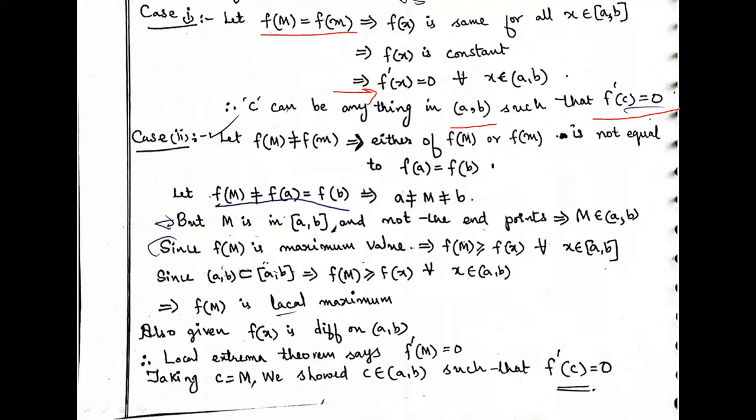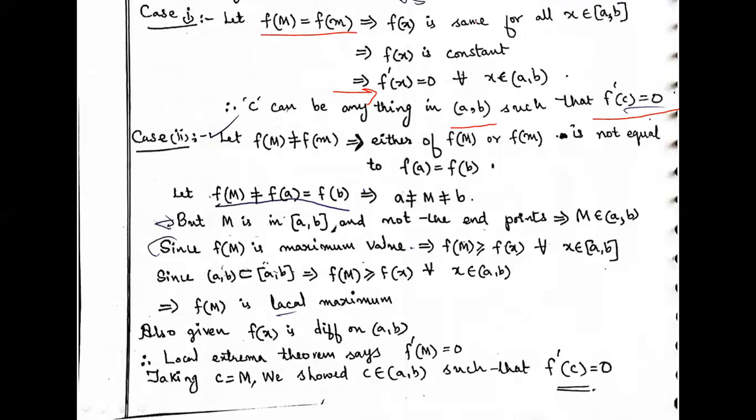So what have we understood? In case 1, if f of capital M is equal to f of small m, then f of x is the same for all x belonging to the closed interval [a, b]. f of x is constant, f dash of x is equal to 0 on the open interval (a, b), then c can be anything between a and b such that f dash of c is equal to 0.